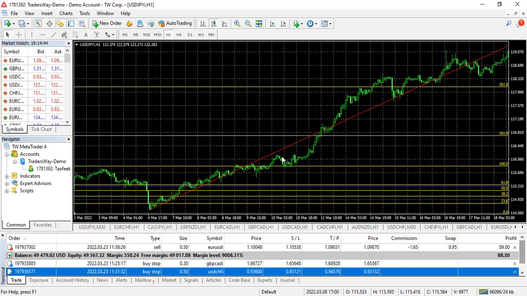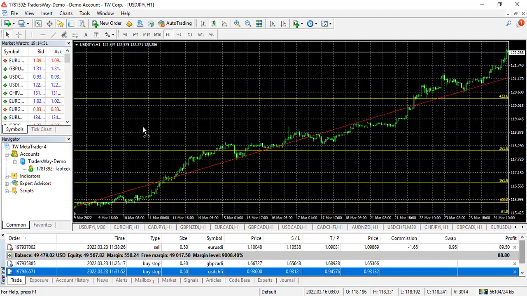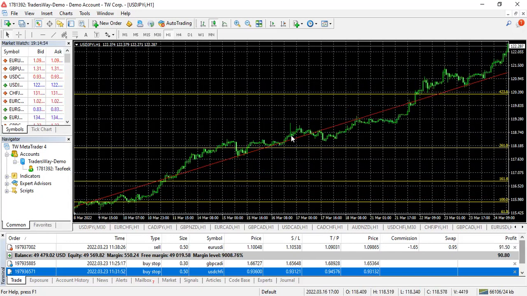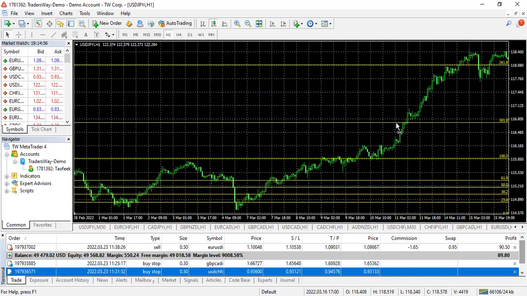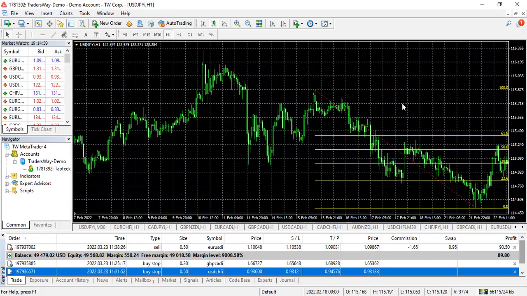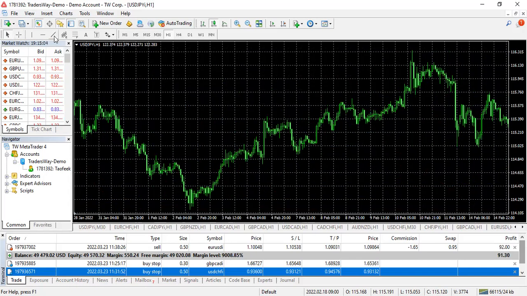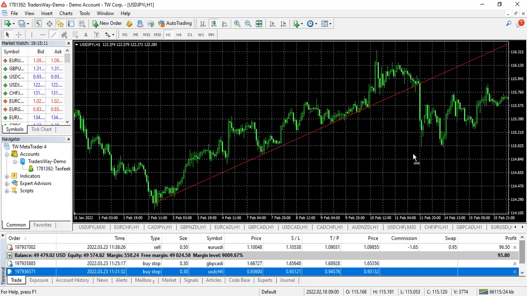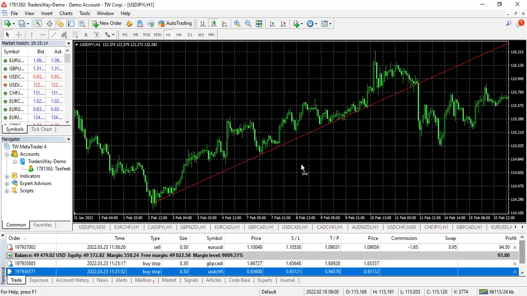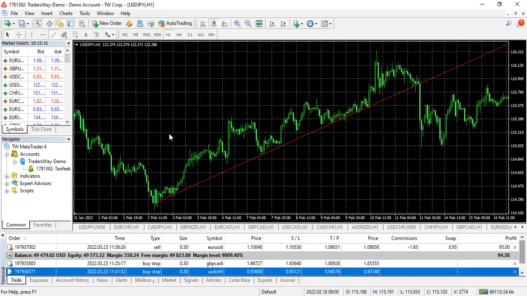Can you see the market is in an uptrend, just like this? The market is in an uptrend. Okay, let me use perfect trend lines. Let me cancel this. Let me use another trend line. So now let me draw my Fibonacci retracement.